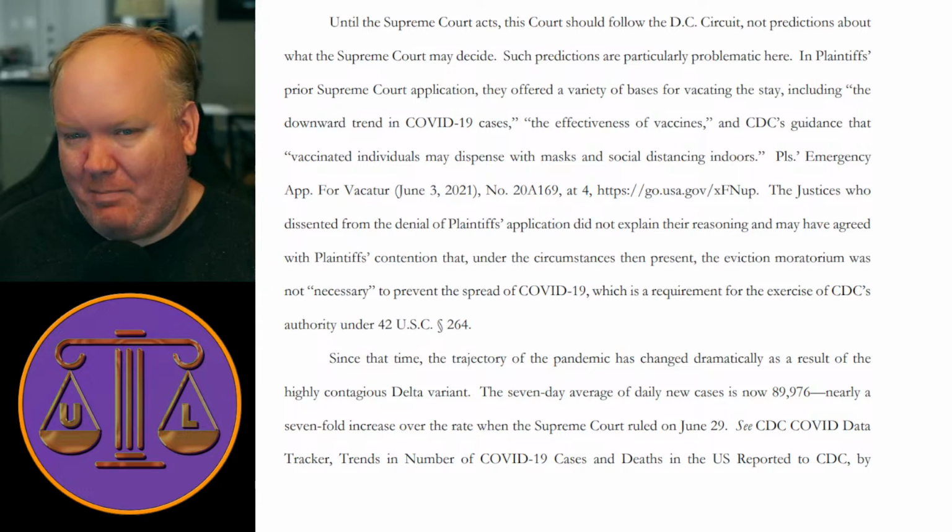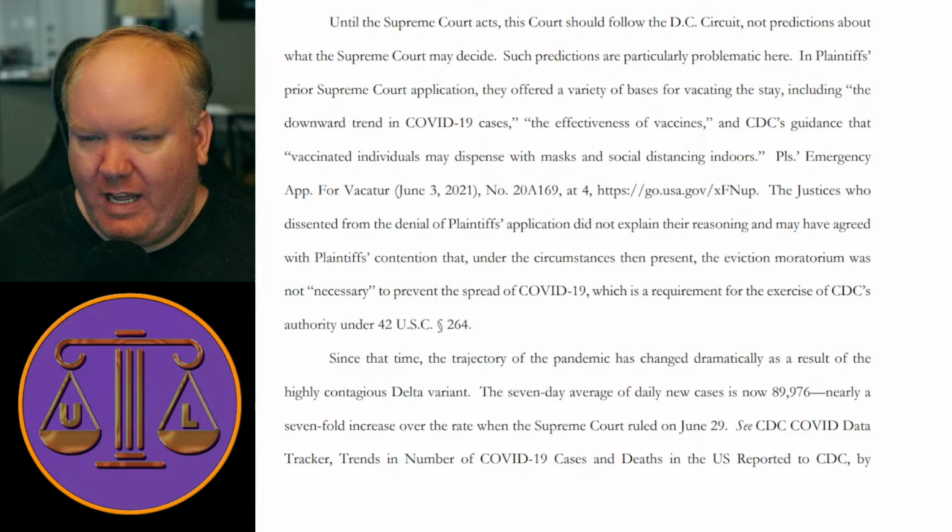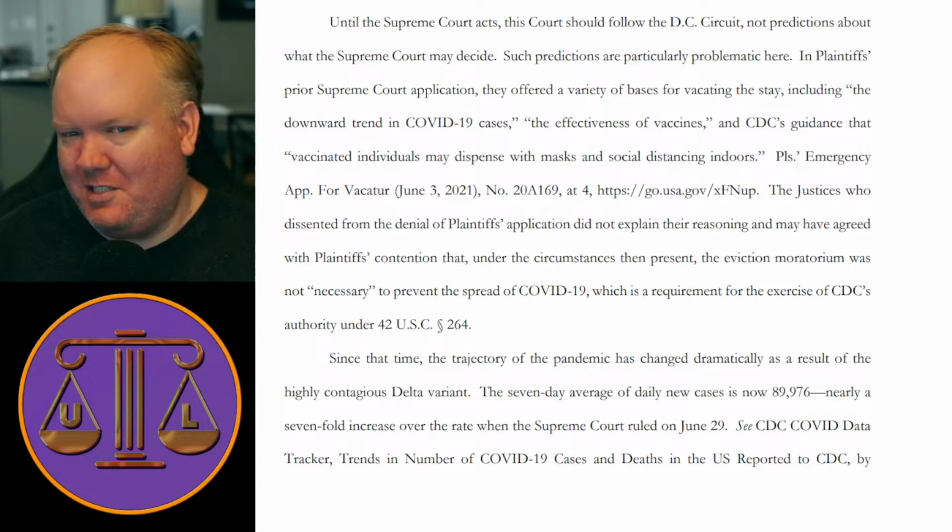Yeah, but this is the prior application. In the plaintiffs' application, they offered a bunch of reasons. The justices who dissented did not explain their reasoning, and may have agreed with the contention that under the circumstances then present, the eviction moratorium was not necessary to prevent the spread of COVID-19, which is a requirement for the exercise of authority. Yeah, but whether the dissenting justices thought that or not, how about the other ones?